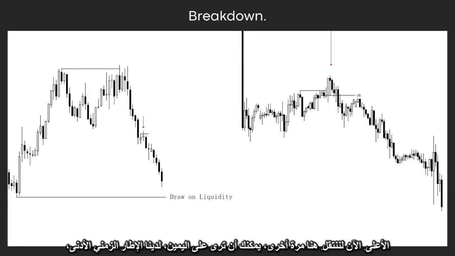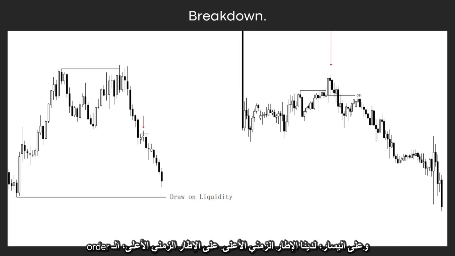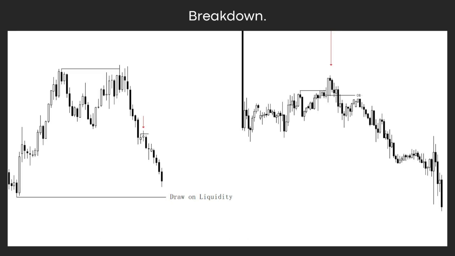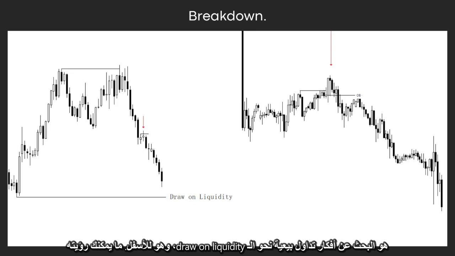Now let's move on. Right here again, you can see on the right we've got the lower time frame, and on the left we've got the higher time frame. On the higher time frame, the order flow is bearish because we are rejecting above highs and breaking below lows, and our objective is to look for bearish trade ideas towards the drawn liquidity, which is lower.